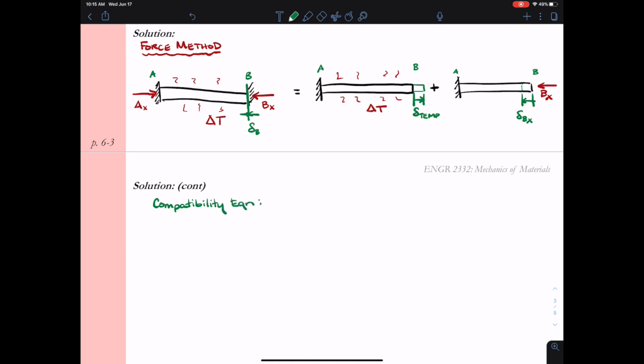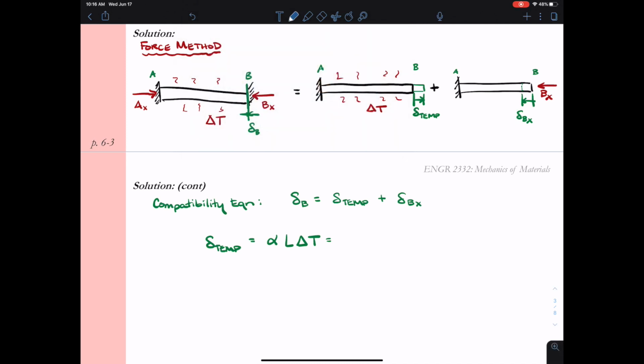So that gives rise to our compatibility equation. We say that delta B is equal to delta temp plus delta Bx, so that's delta due to the force Bx. So let's calculate delta temp. We're going to use our new material law that says delta temp equals alpha L delta T.